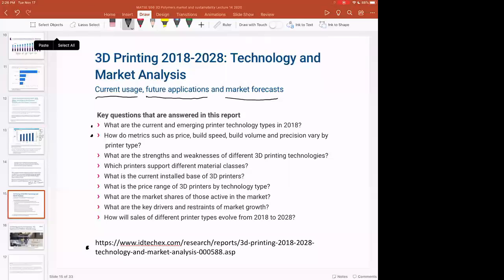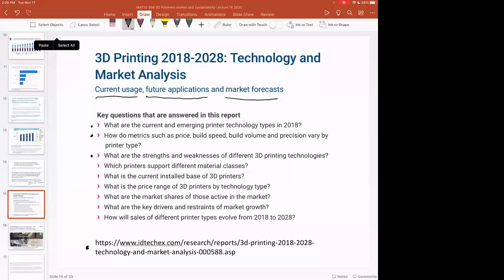What metrics are going to be important? Build speed, build volume, precision. We don't talk too much about those machine parameters or engineering goals in this class. We've been focused much more on the materials. But if you're going to build a 3D printing factory, you probably care a lot about build speed, build volume, precision, and also price. And those things will have different importance depending on what part of the additive manufacturing industry you're in. What are the trade-offs?